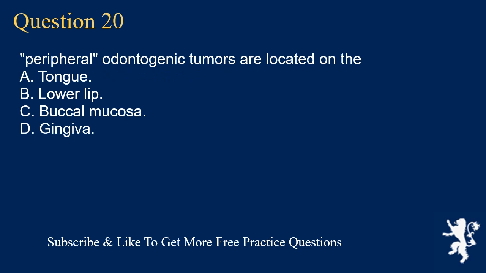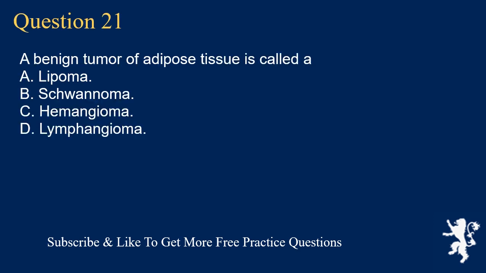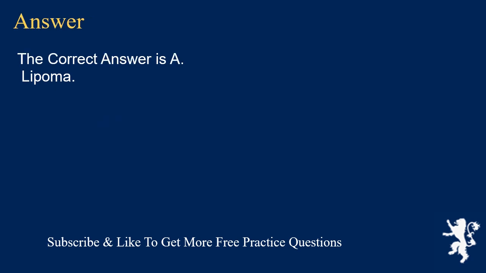Question 20. Peripheral odontogenic tumors are located on the A. tongue. B. lower lip. C. buccal mucosa. D. gingiva. The correct answer is D. gingiva. Question 21. A benign tumor of adipose tissue is called A. lipoma. B. schwannoma. C. hemangioma. D. lymphangioma. The correct answer is A.